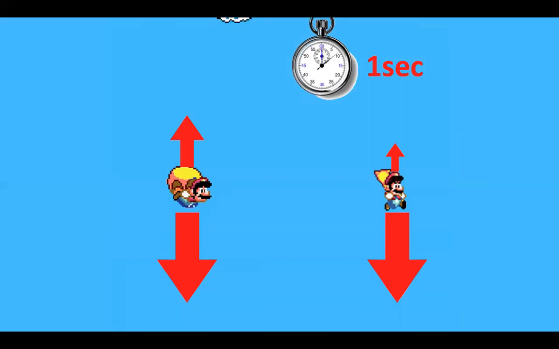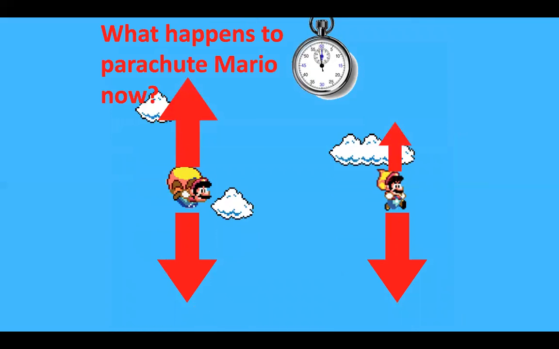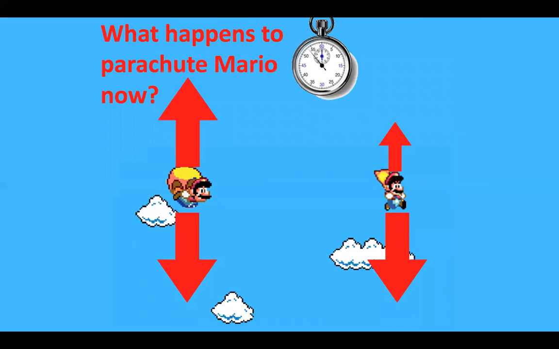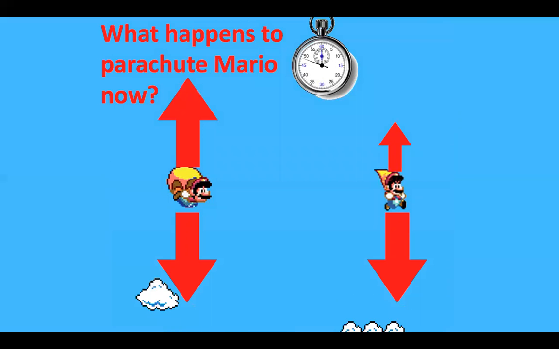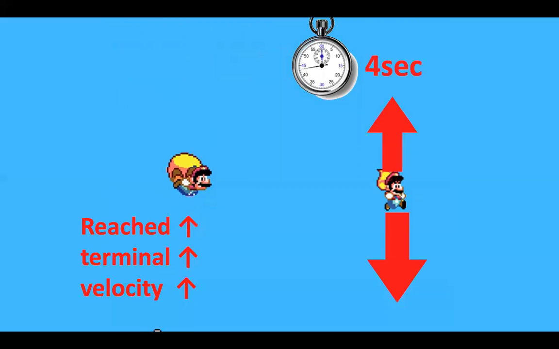after 1 second, Mario with the parachute has a much bigger air resistance than non-parachute Mario. And then after 2 seconds, again, after 3 seconds, again. Now, what we can see now is that parachute Mario has equal upwards and downwards forces, so equal weight and air resistance. So what's he going to do? Well, he's going to stop accelerating. Non-parachute Mario, not so much. He's going to carry on accelerating.